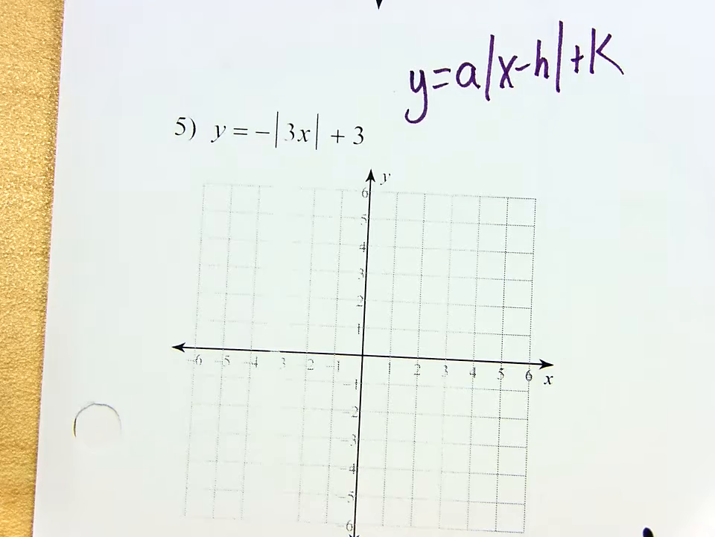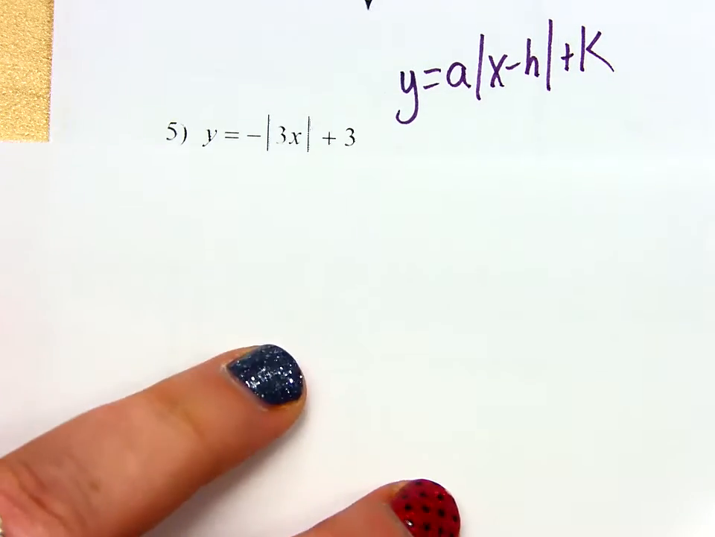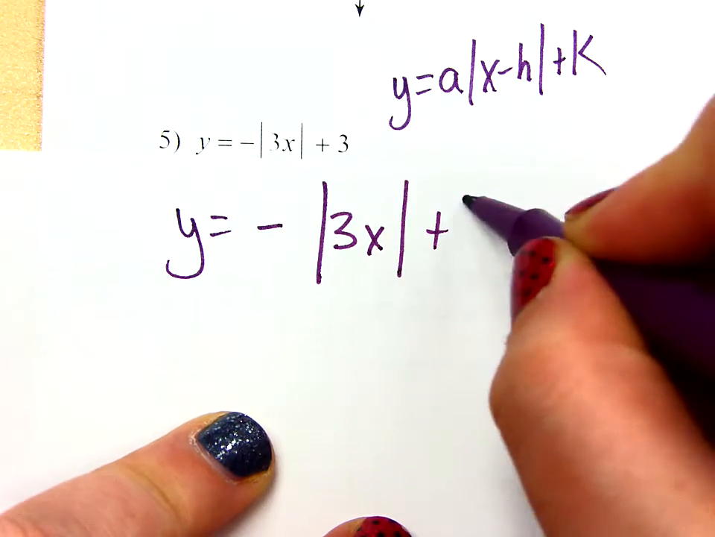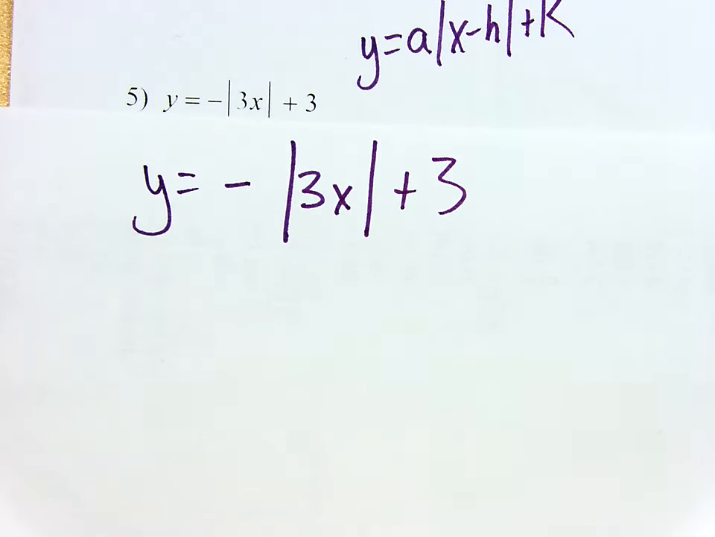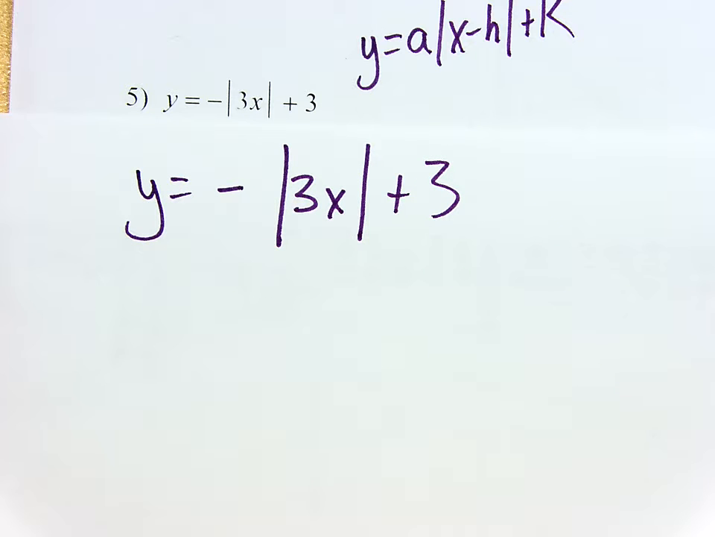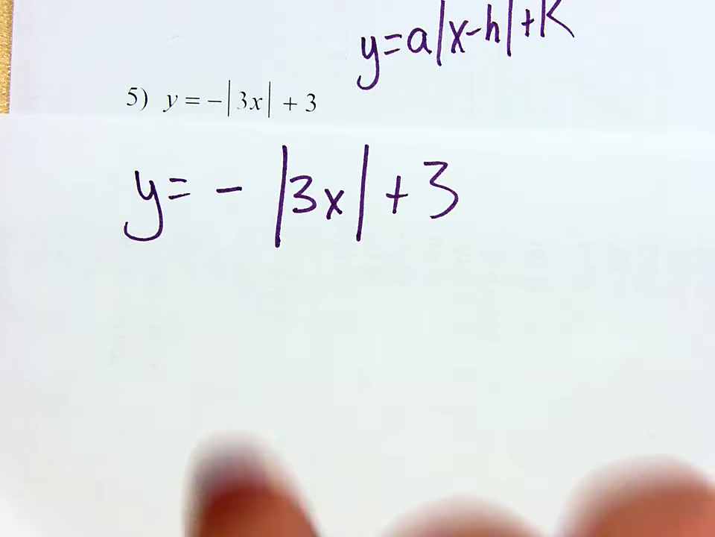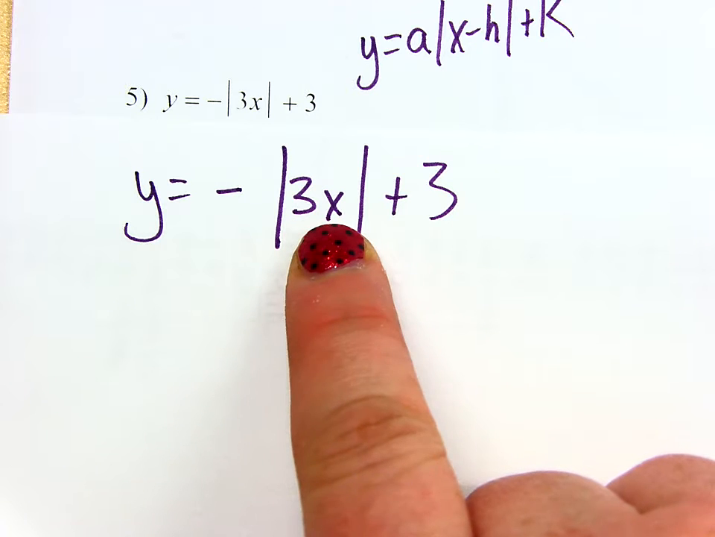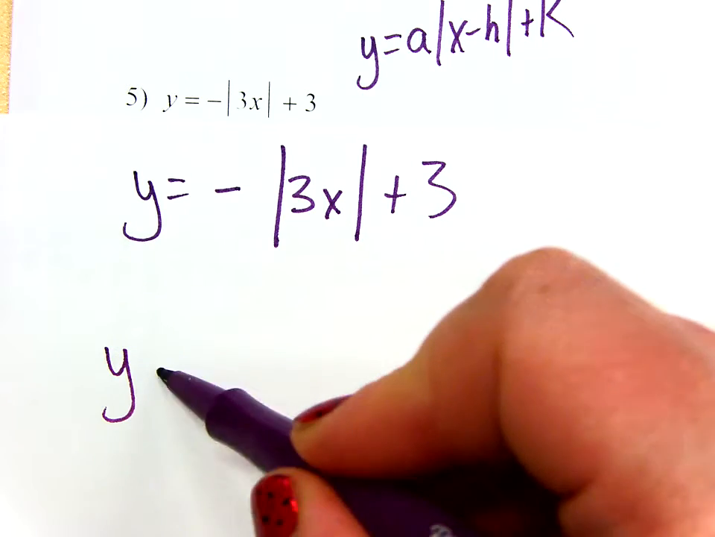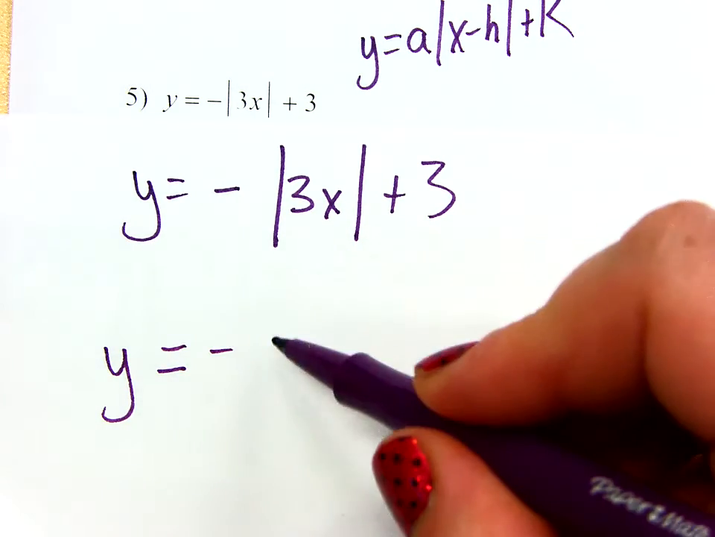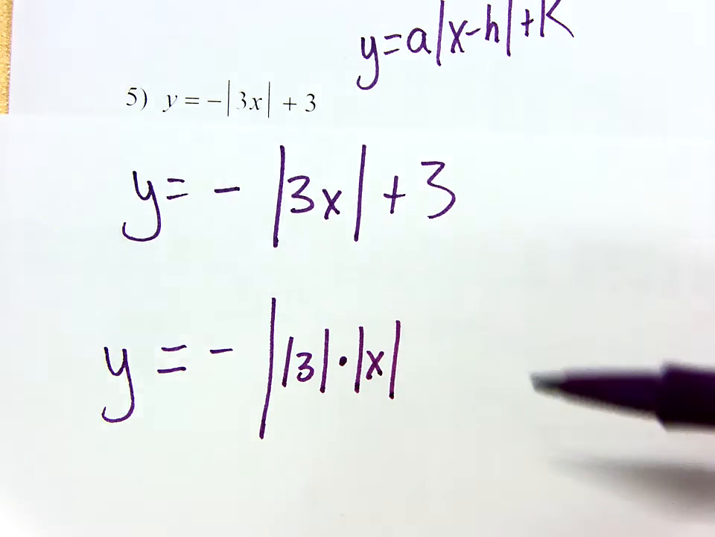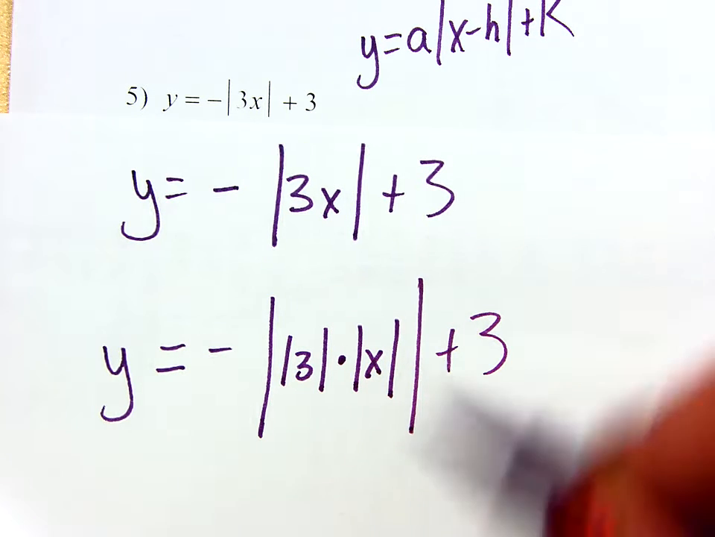I need some paper here. All right, I've got y equals negative absolute value of 3x, plus 3. There is a property of absolute value that says if I have multiplication in here, I can split them up. So instead of this, I can do this. I can take the absolute value of 3 times the absolute value of x and split it up like that.